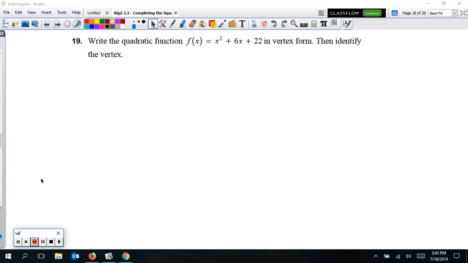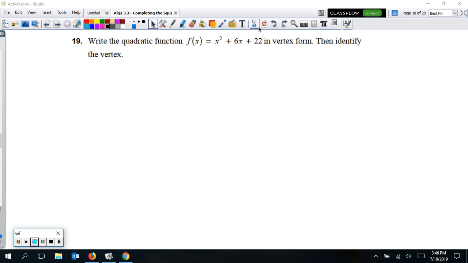Okay, so now problem 19 is going to show us how we can use completing the square to change a standard form quadratic equation into our vertex form that we used to graph with. So that's our graphable form, which would be like a(x minus h) squared plus k. So we can change it by completing the square.